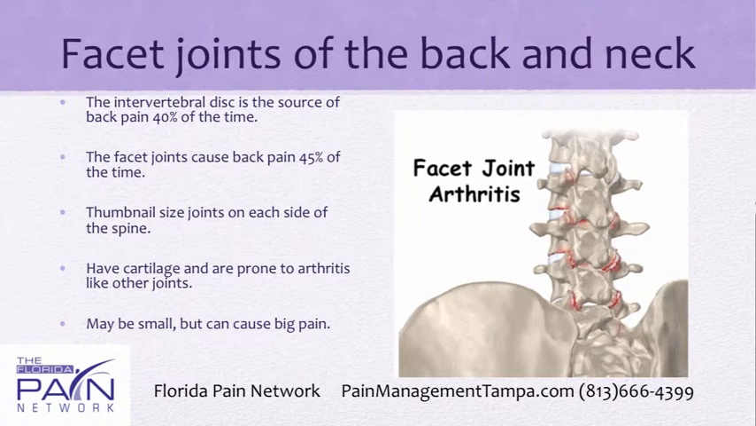Thumbnail-sized joints on either side of the spine are the facet joints. They're here, here, here. They're small, but they can be a huge source of pain if they get arthritic. They do have cartilage. They are prone to arthritis, and they're just like the hip and knee. As the cartilage degrades, they can become very painful.